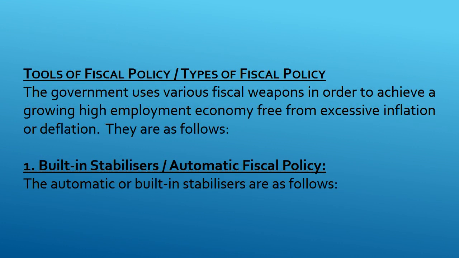Tools of fiscal policy, or types of fiscal policy. The government uses various fiscal weapons in order to achieve a growing high employment economy free from excessive inflation or deflation. They are as follows. 1. Built-in stabilisers or automatic fiscal policy. The automatic or built-in stabilisers are as follows.